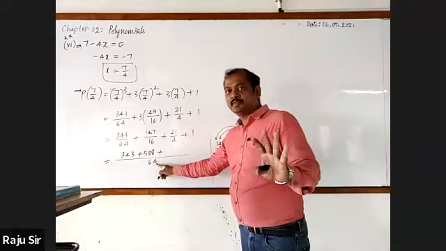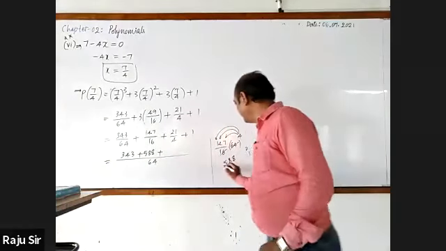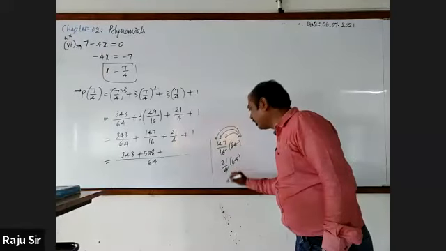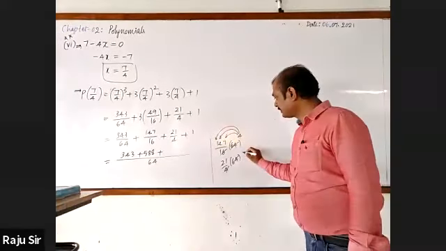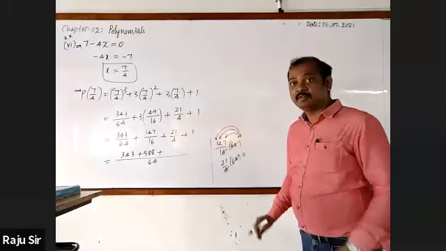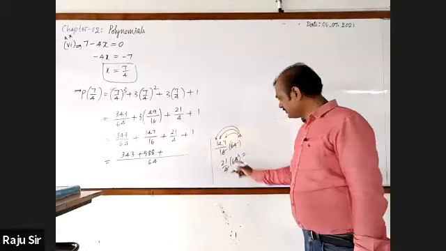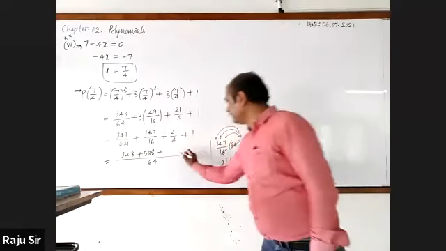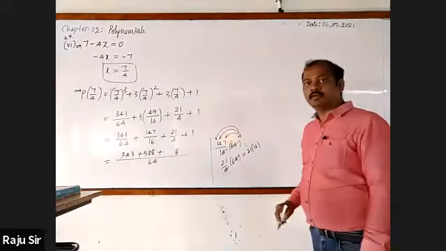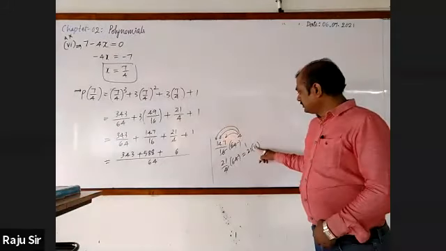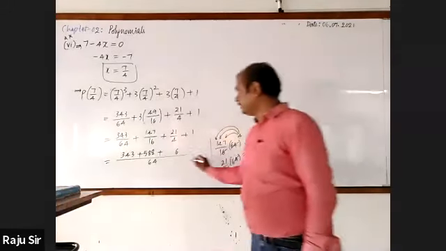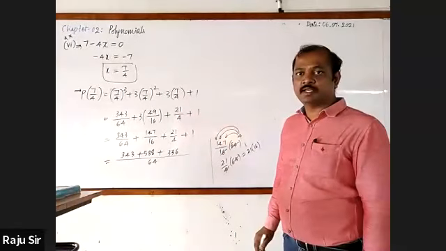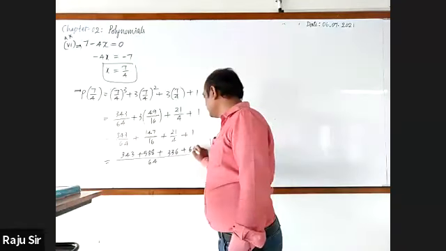Next, 21 by 4 into 64. 4 how much is 64? 16, sir. 16 fours are 64, so 21 into 16. 6 ones are 6, 16 twos are 32, plus 1. 336, sir. Have you got the same answer? Yes, sir. Plus 64.